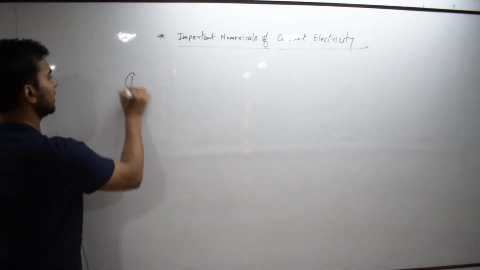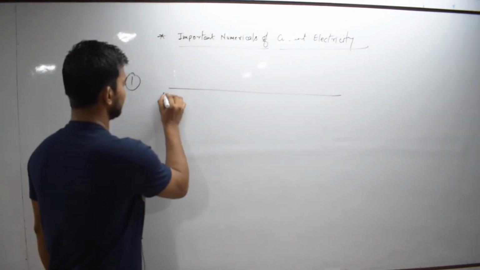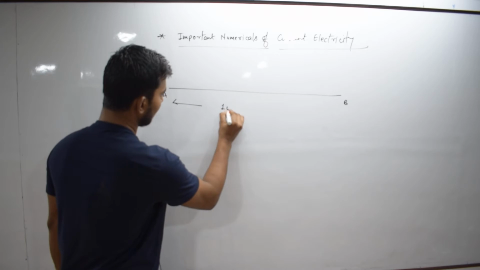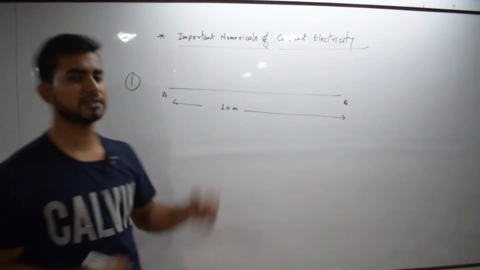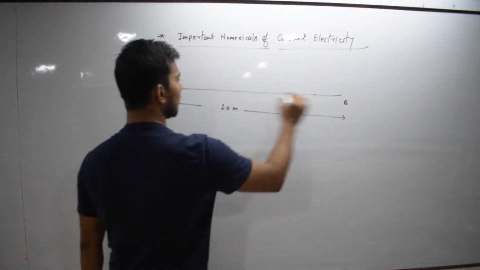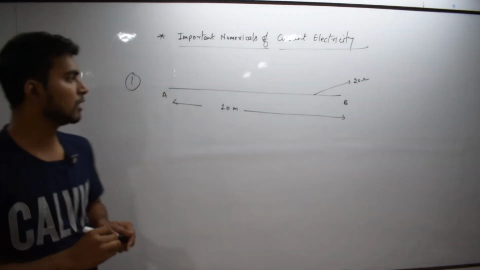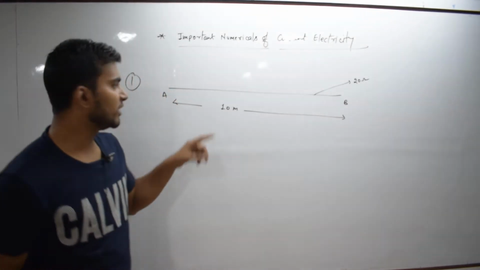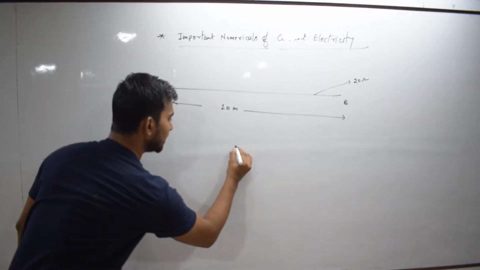So my first numerical is, let's suppose there is a wire AB which has a length of 10 meter. Okay. So this is our wire AB which has a length of 10 meter, and the total resistance of this particular wire is 20 ohm. Okay. Now according to this question, they are saying that we are bending this particular wire and forming a square.